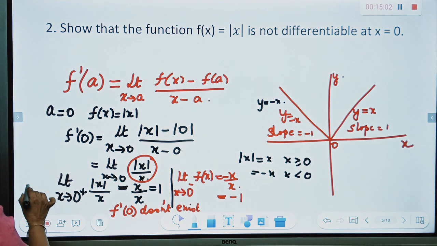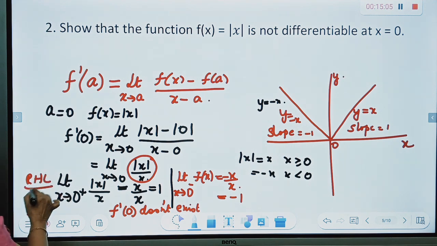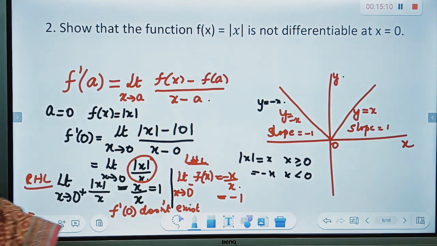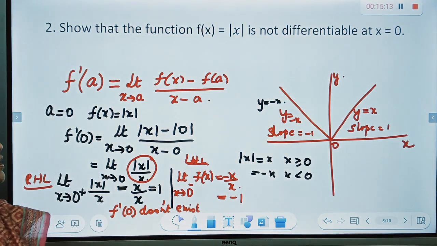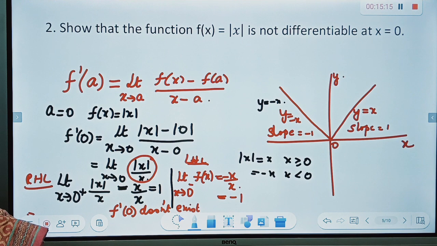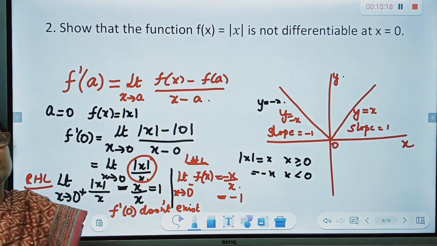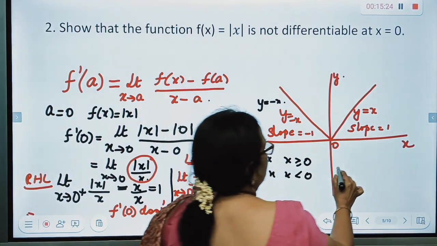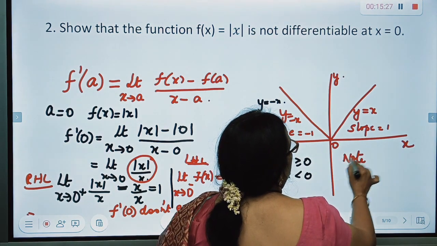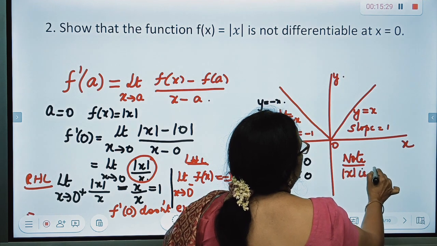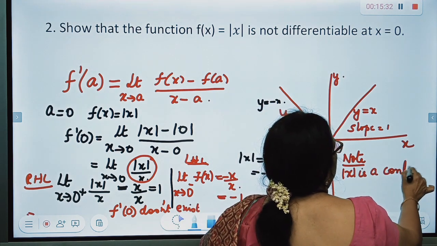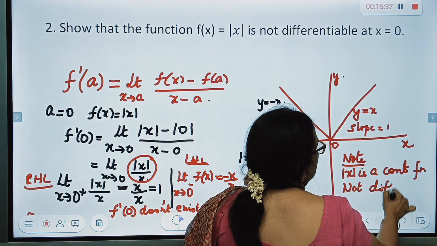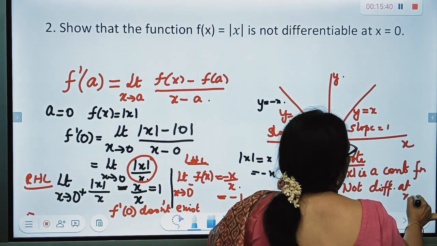Why? This is the right hand limit and this is the left hand limit. The right hand limit gives you 1, left hand limit gives you minus 1. Therefore, it is not differentiable. So, all differentiable functions are continuous, but their converse is not true. All continuous functions need not be differentiable. So, if you look at mod x, note, mod x is a continuous function, not differentiable at x equal to 0.